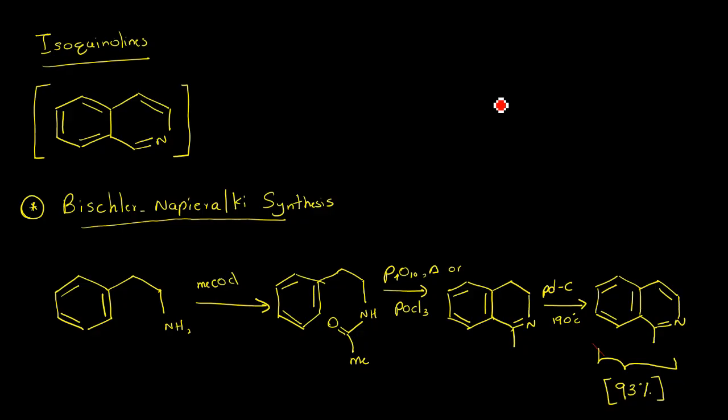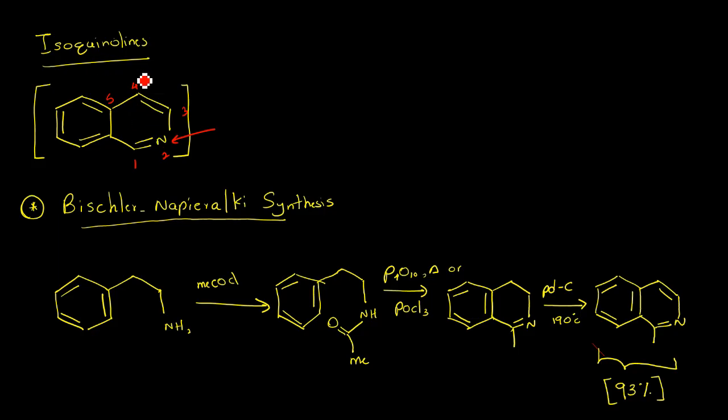Now, there's a small difference between isoquinolines and quinolines. As you can see here, I have drawn the structure. In isoquinolines, the heteroatom, or otherwise the nitrogen atom, positions at the, let's say 1, 2, 3, 4, 5. So at the second position.